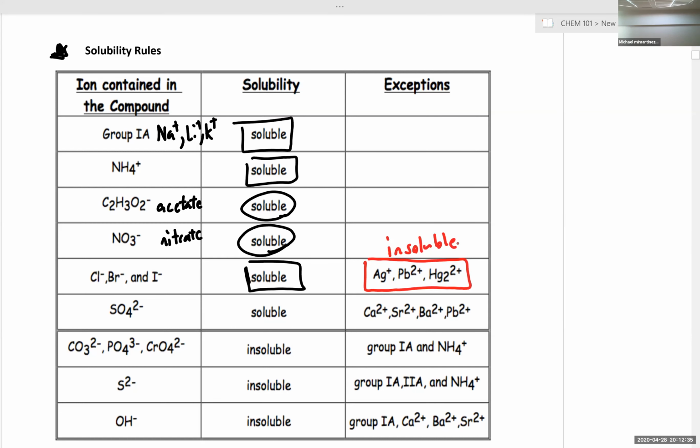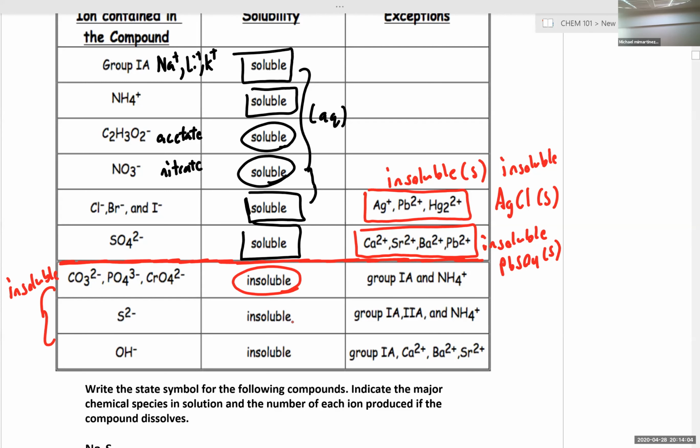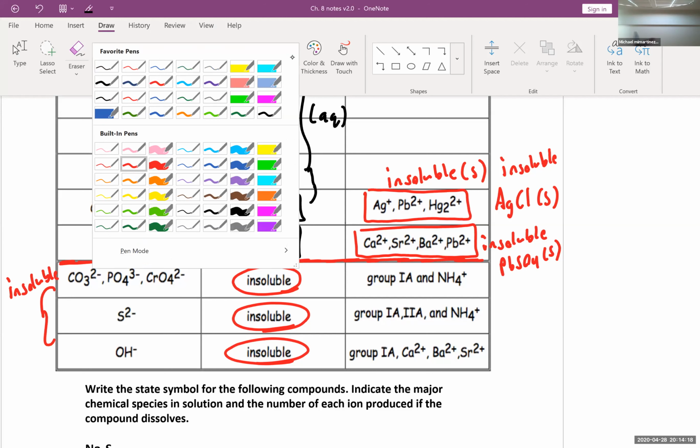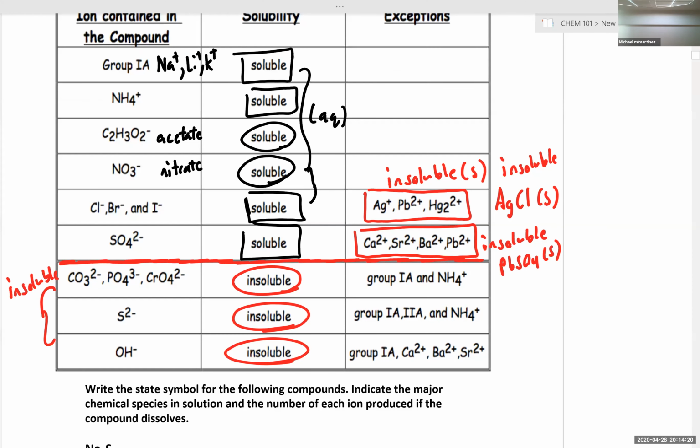Okay, now we're looking at our insoluble salts. So these are insoluble salts. So carbonates, phosphates, and chromates are insoluble. Sulfides and hydroxides are insoluble. We know this in our day-to-day life because hydroxide and sulfide precipitation is the primary way that we remove trace metals from our wastewater, in fact. However, there are some exceptions.